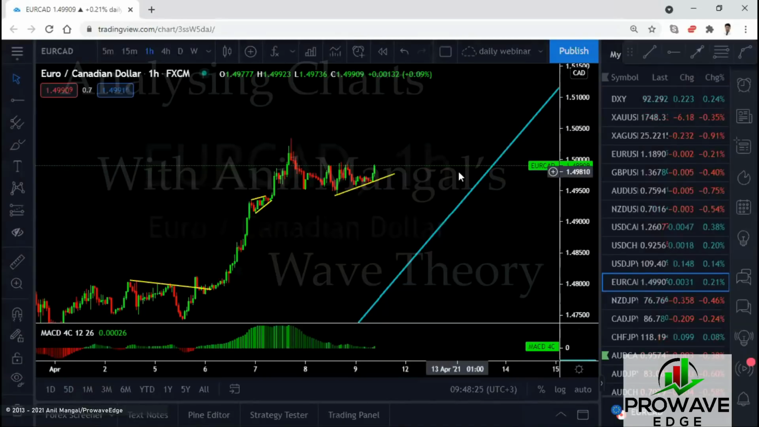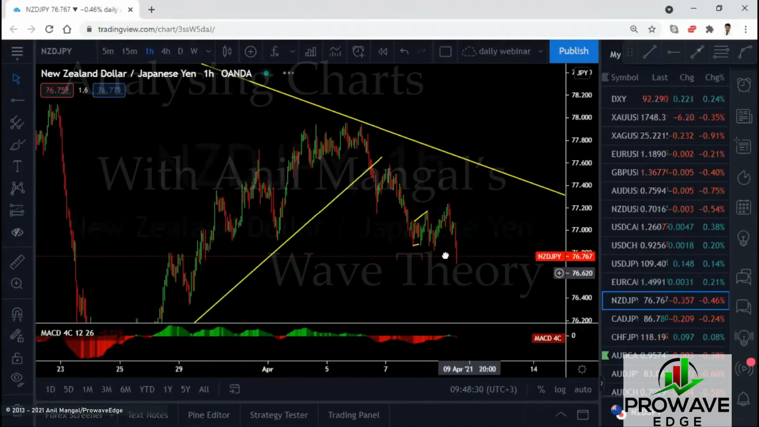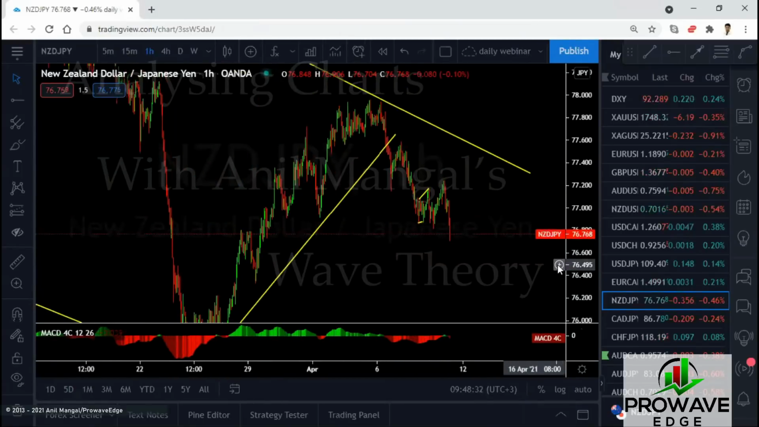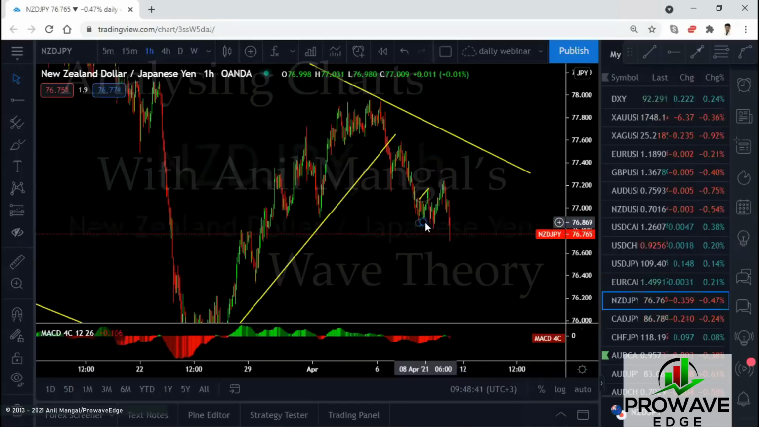Sorry, I don't know why this keeps popping up. New Zealand yen. Okay, we're going down. This one didn't work. I was thinking they would break this here, but then they went back, dropping. We would probably look for an expanding flat, a bigger expanding flat than the one we're looking at right now. Probably something like that.